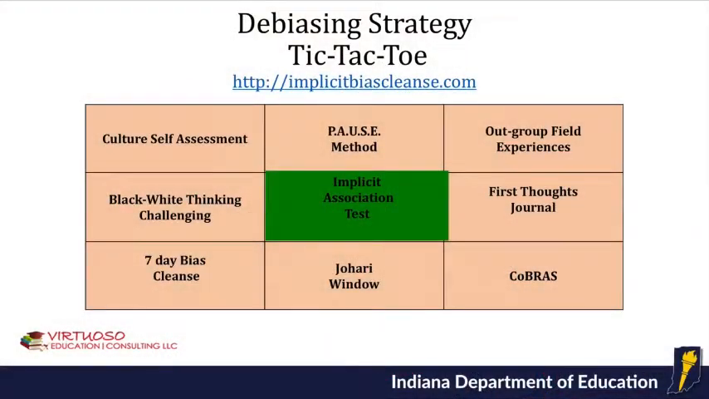The tool that I've prepared for you is a debiasing strategy tic-tac-toe board that highlights 9 debiasing interventions that will help you increase your awareness of bias and get you started on strategies to reduce them. Notice the green center square? I encourage all of you to begin here by taking the Implicit Association Test, or IAT. There are many different types of IATs that you can take, but I encourage you all to take the one on race as you begin your journey to become more aware of implicit biases that you hold.